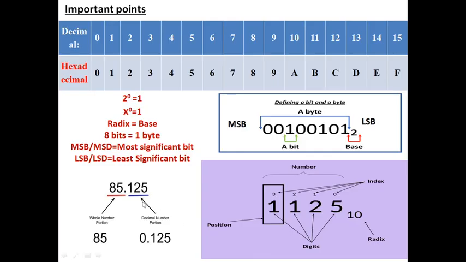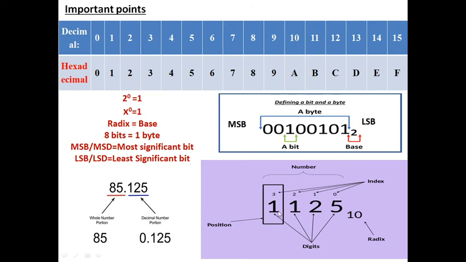Now consider this number. This is a decimal number which has two parts. One is an integer part and one is a fractional part, or decimal part. So 85 is the integer part and 0.125 is the fractional part.